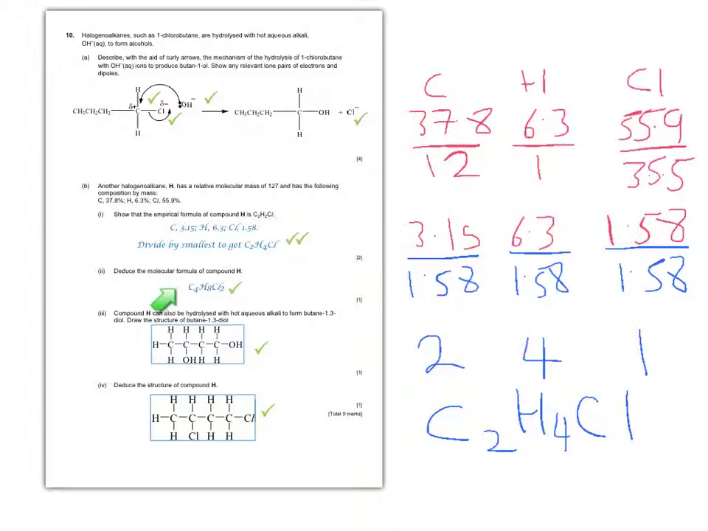How do we get to the molecular formula? Well, we're told in the question that the molecular weight or mass is 127, and if you add up all these figures over here, you'll end up with a figure of 63.5, which is exactly half that of 127. So therefore the molecular formula must be double this figure here. So you multiply everything here by 2 to end up with C4H8Cl2.